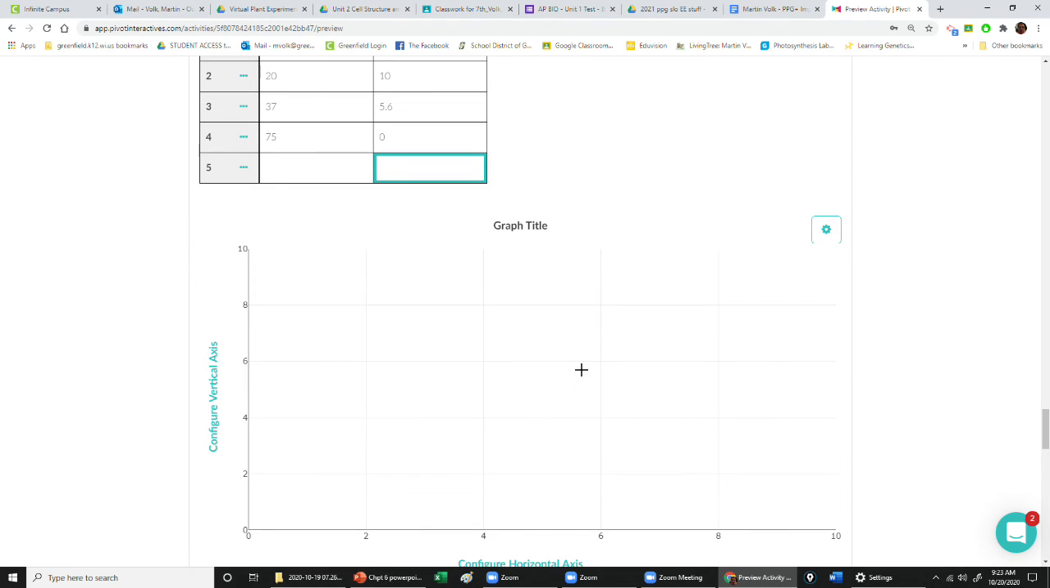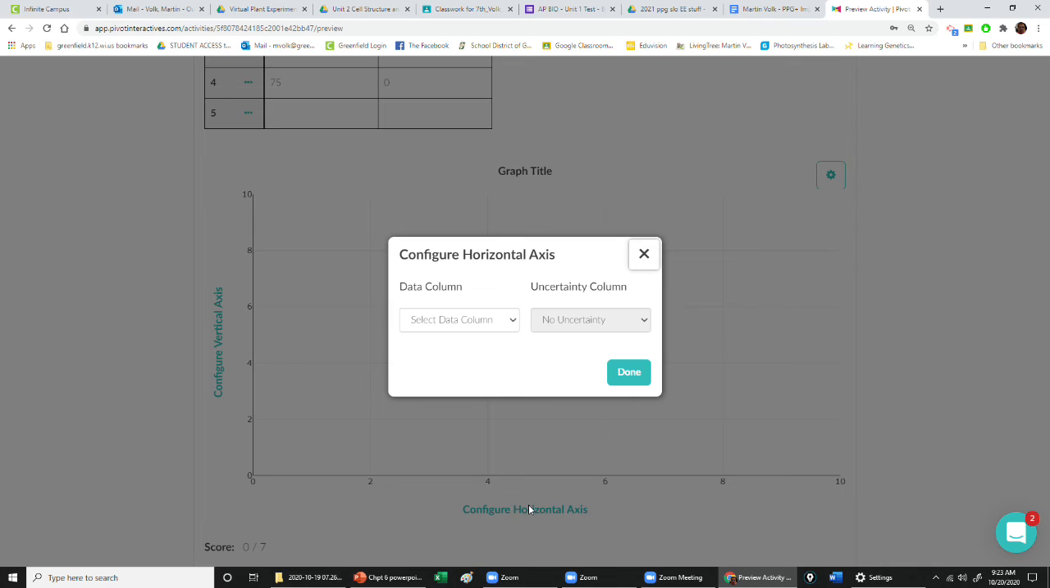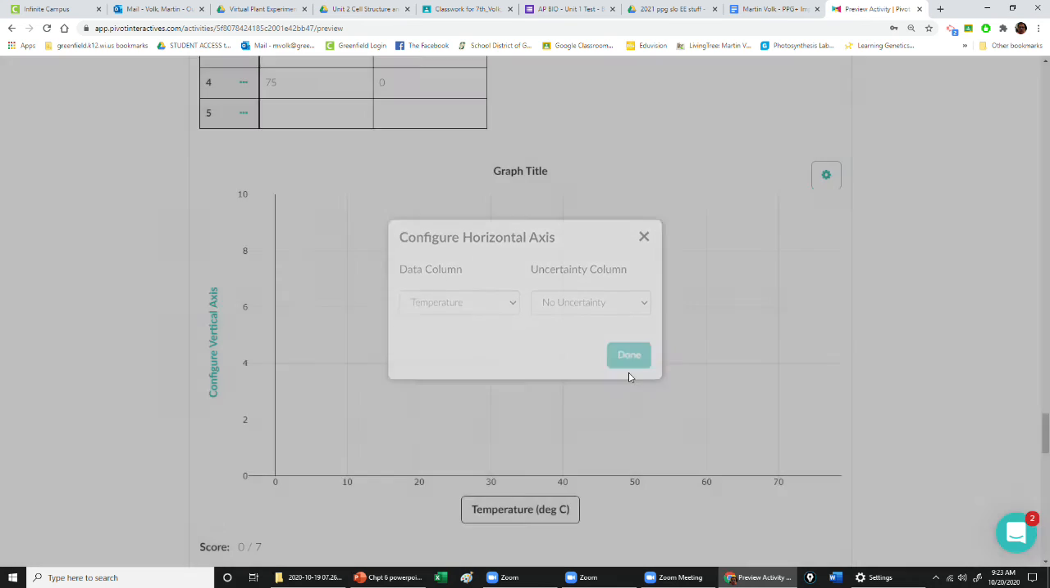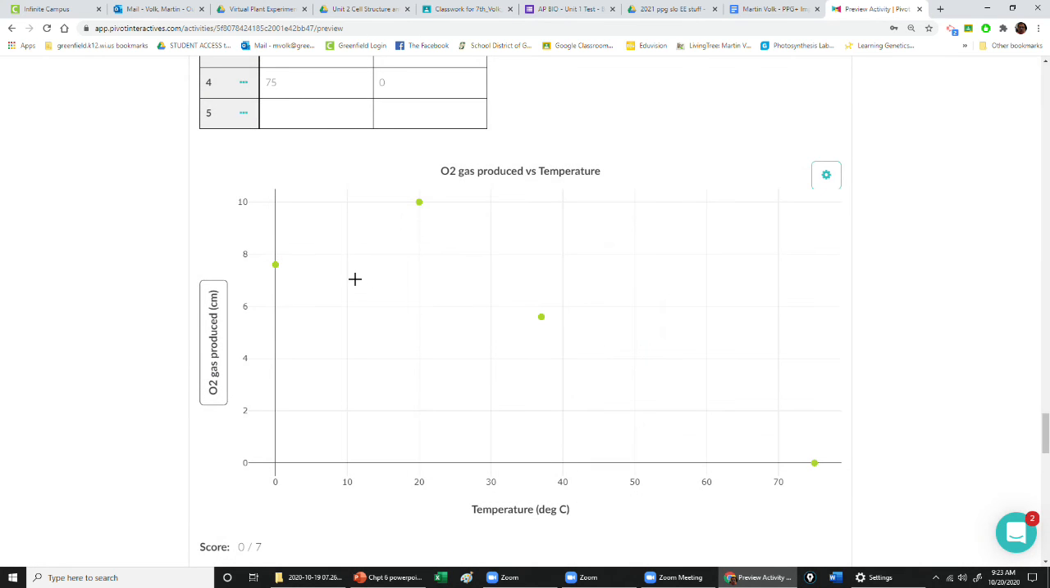All right, so once that's done, they have to go to the graph, and then they have to basically set up their own graph. They have to configure the x-axis by telling the software which of the two variables they want to put in there. Do they want to put temperature in there or oxygen? And then I'll have to know that it's the independent variable, which in this case is temperature. And we configure the y-axis. This would be the dependent variable, which is oxygen. Set that up, and it makes the graph for them.